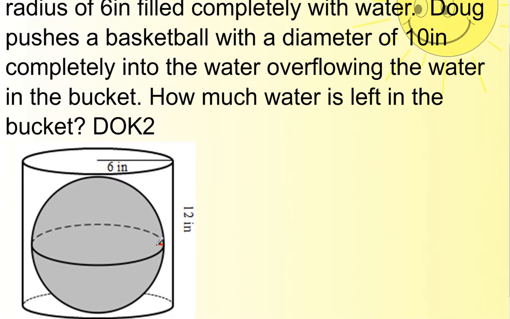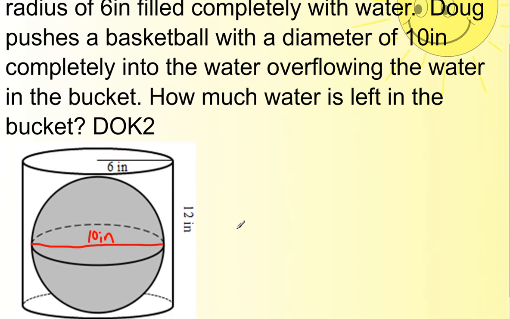So it doesn't have labeled that this basketball has a diameter of 10 inches. So I'm going to label that on my picture. So let's see. What are we trying to measure? We are measuring how much water is left in the bucket. What shape would that water be in? Well, it would be the shape of the bucket.